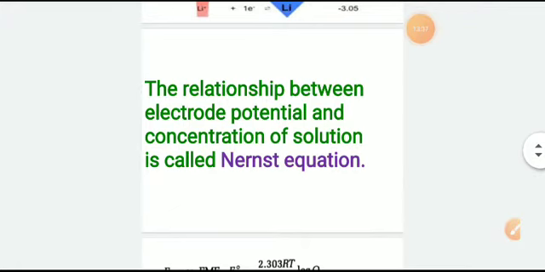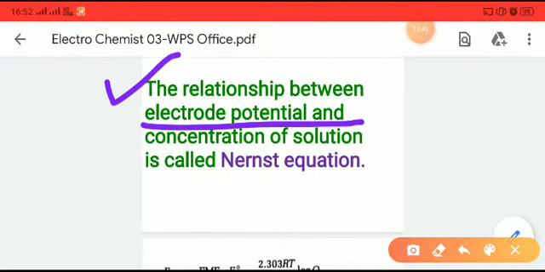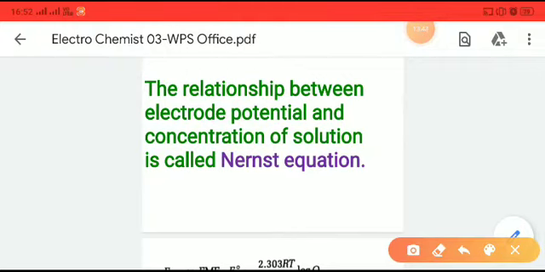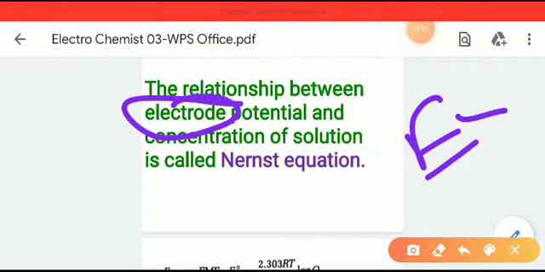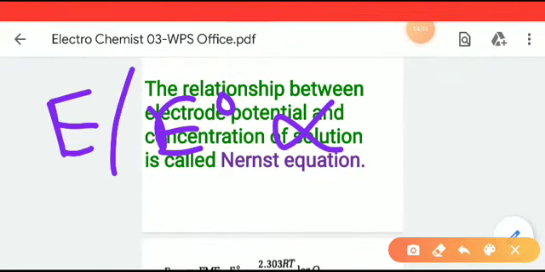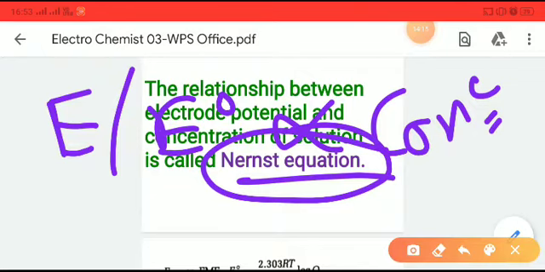The next topic is the Nernst equation. What is the Nernst equation? The Nernst equation is the relationship between the electrode potential and the concentration of the solution. The relationship between the electrode potential, or the E0 value, and the concentration of the solution is known as the Nernst equation.